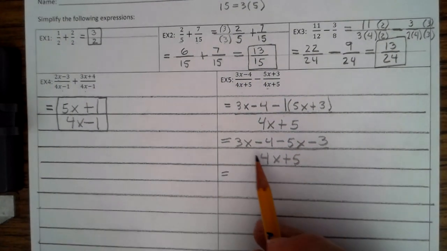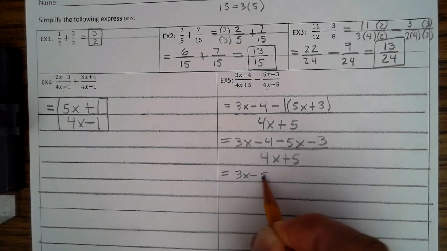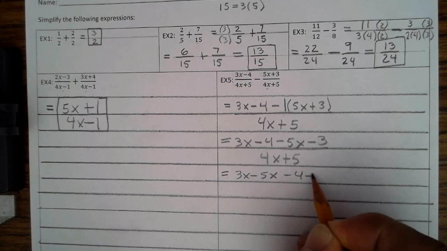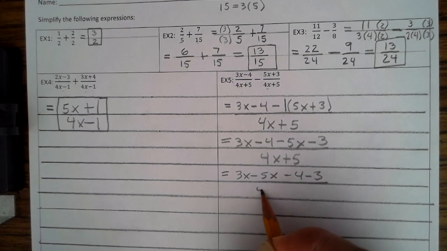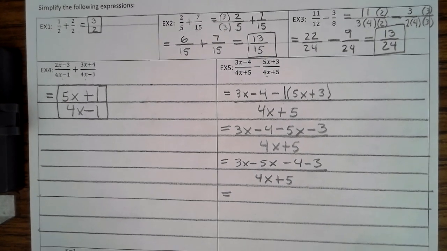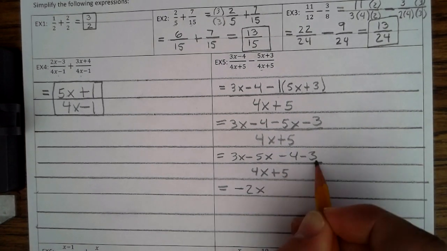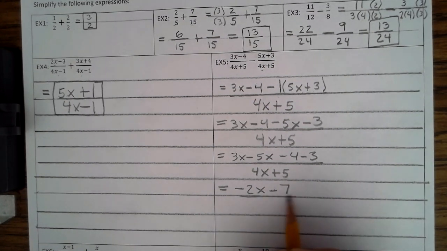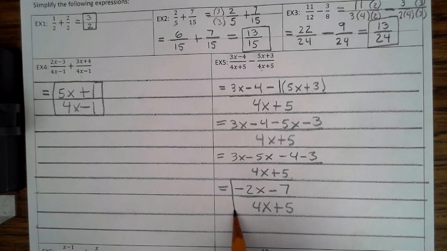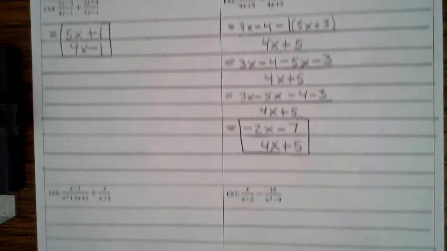Now we combine terms. So 3x minus 5x and negative 4 minus 3 divided by 4x plus 5. So 3x minus 5x is negative 2x, and negative 4 minus 3 is negative 7, divided by 4x plus 5, and you're done. All right, so finish up examples 4 and 5. Now let's take a look at examples 6 and 7.